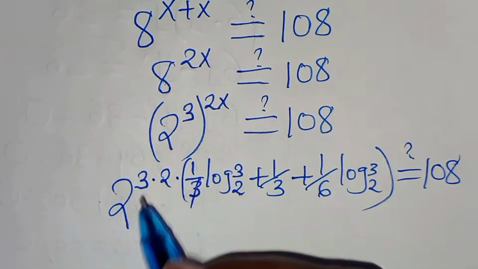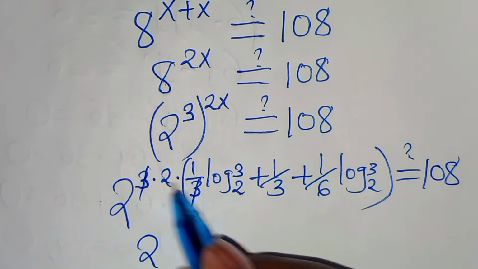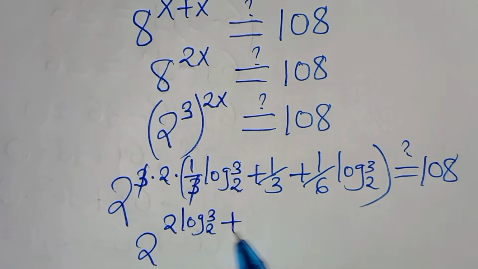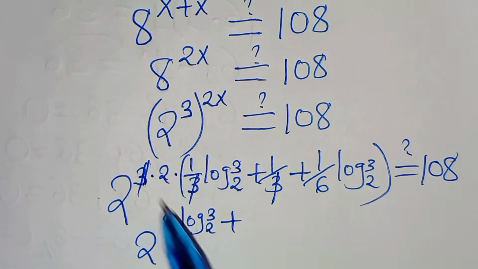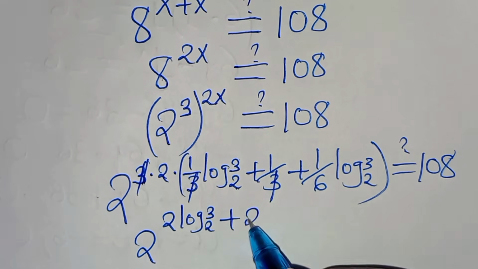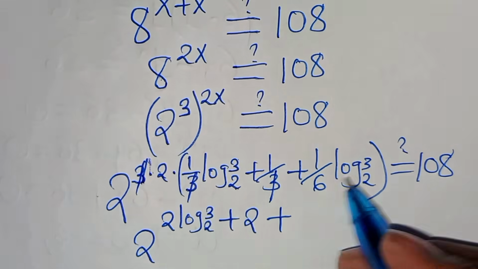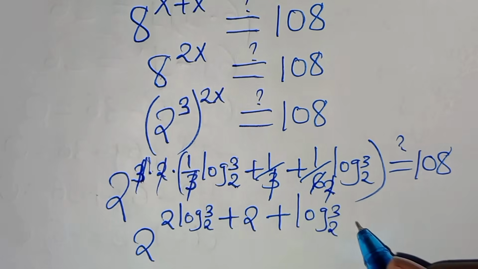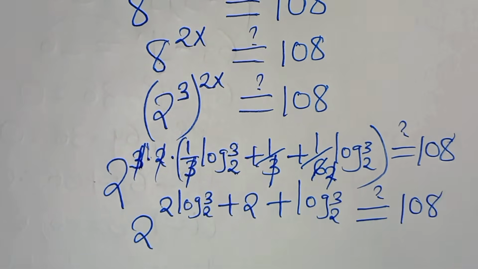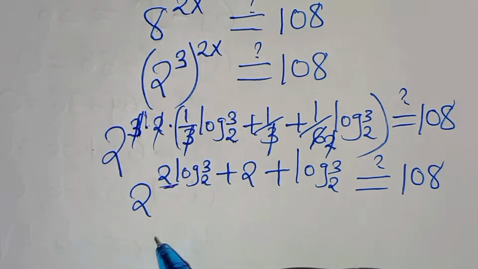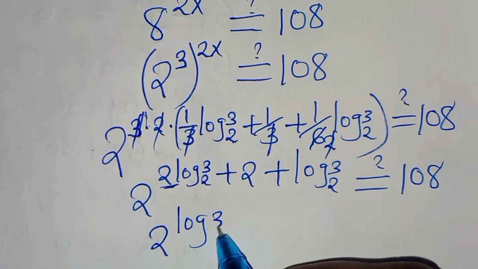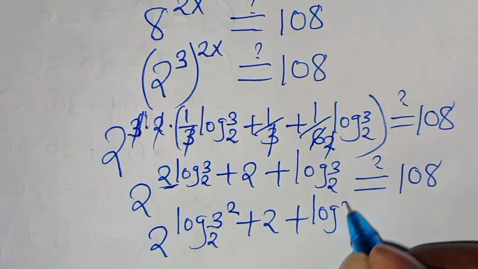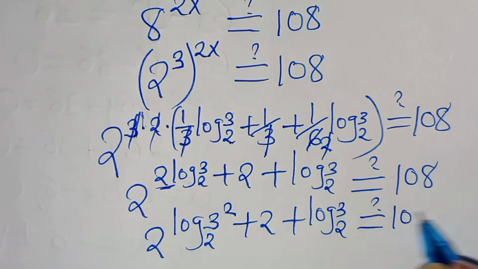So let's simplify 3 and 3 here, so that we have 2 to the power of 2 times log 3 to base 2. So this is 2 log 3 to base 2, then plus 3 and 3 here simplifies. So we have 2 to the power of 2 times 1, which is 2, then plus, now 3 divided by 6, this is 2. 2 divided by 2 is 1. So we have log 3 to base 2. This should give us a value of 108. Now this is a power, so we can express this as 2 to the power of log 3 squared to base 2, then plus 2, then plus log 3 to base 2. This should give us a value of 108.